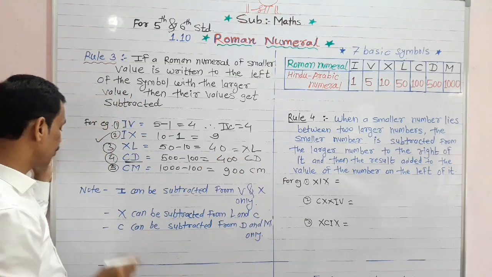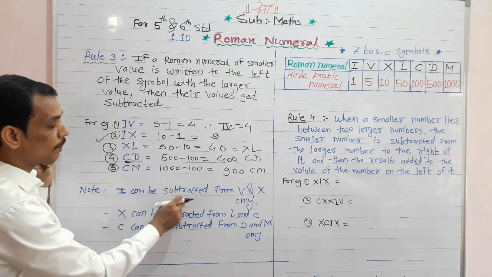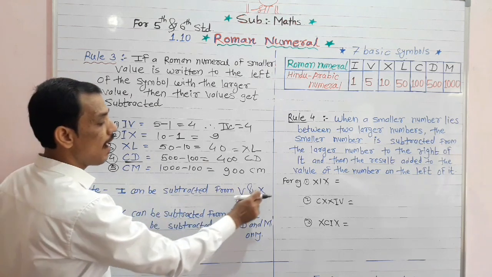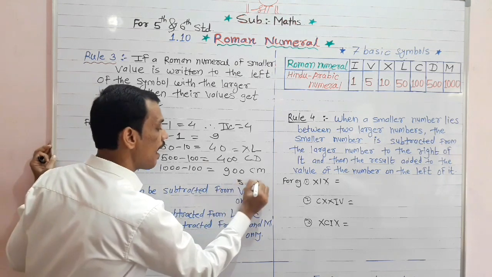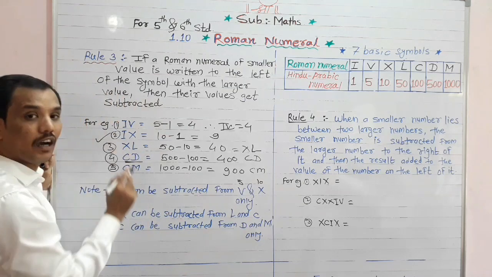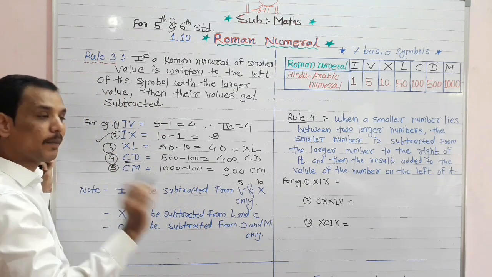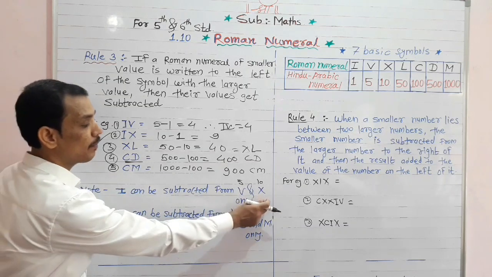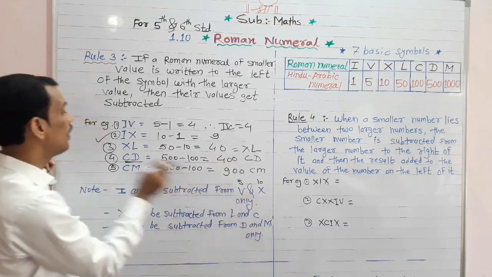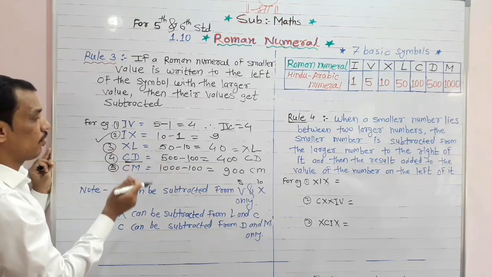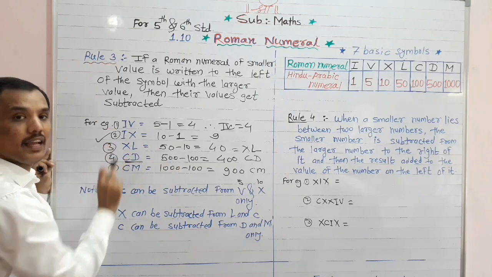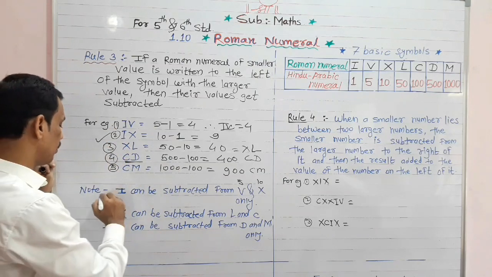But the important note is that note 1: 1 can be subtracted from V and X. It means 5 and 10 only. If the 1 comes before the 5 and before the 10, only at that time is it subtracted. No other number can be subtracted from 5 and 10. Only 1 comes before 5 and 10. At that time you subtract. This is note number 1.